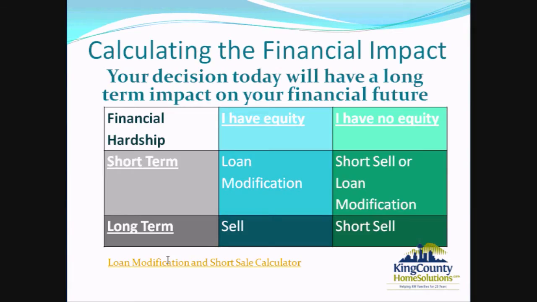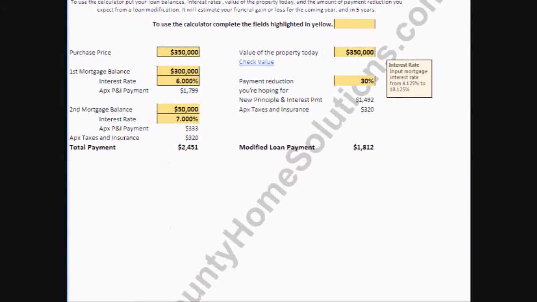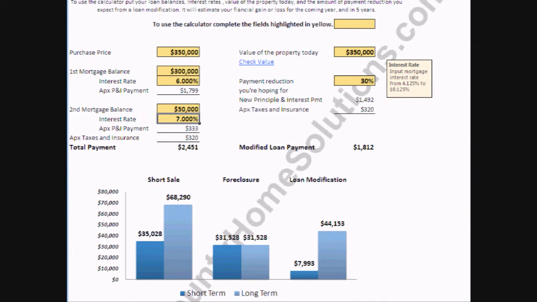Welcome back. We're demonstrating the loan modification and short sale calculator here, and I'll get right to it for you. So what we're going to do now is take a look at the loan modification and short sale calculator.